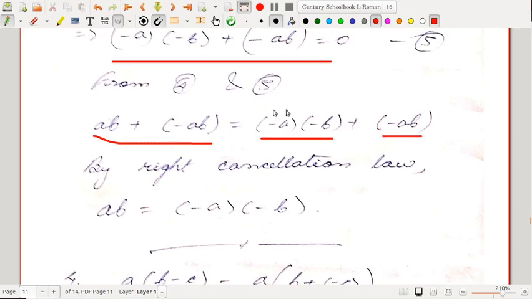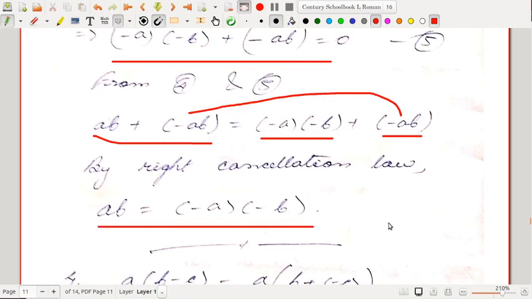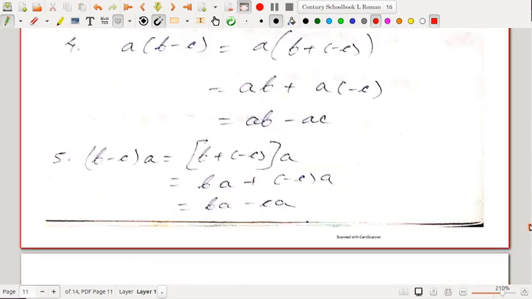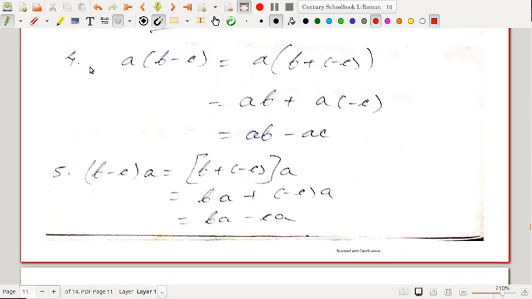Okay, then we can apply the right cancellation law. You have the same thing on the right side. Okay, apply the right cancellation law. So you will get ab is same as minus a minus b. Okay. Then number 4 is quite simple.